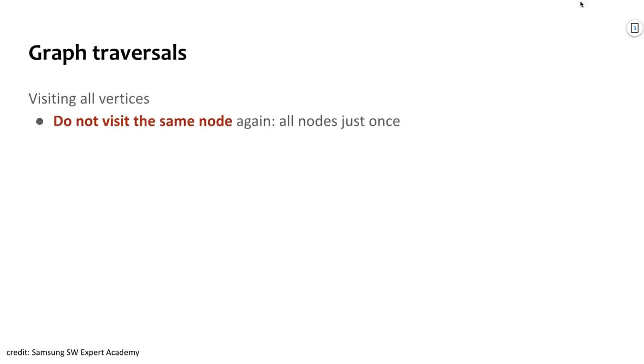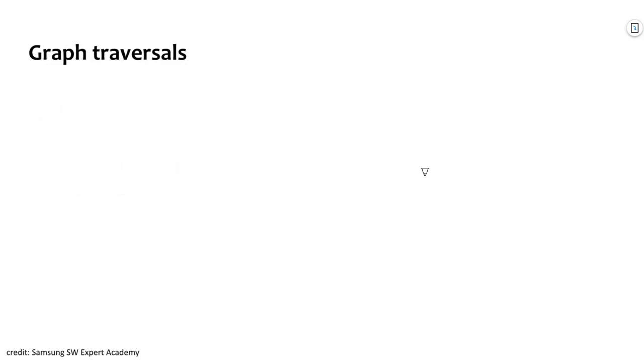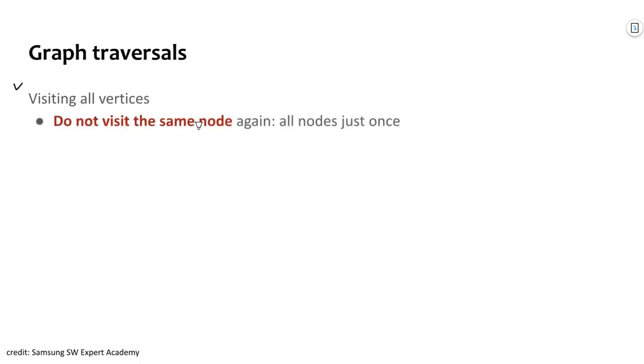So from now on, we are going to talk about graph traversals. What is graph traversal? Graph traversal means visiting all vertices inside a graph. And we do not visit the same node again. So for all nodes, we're going to visit each of them just once, no more than twice.